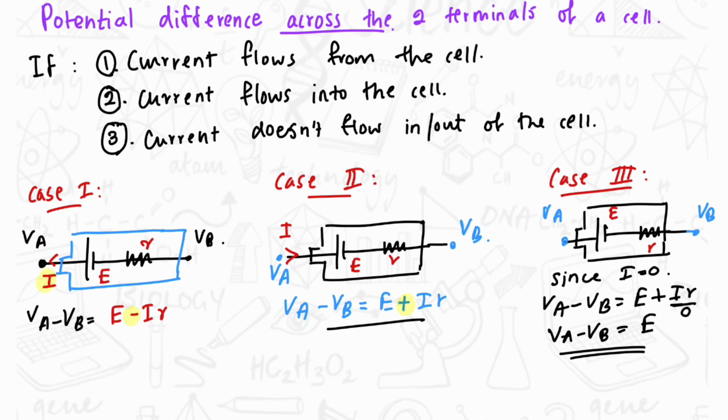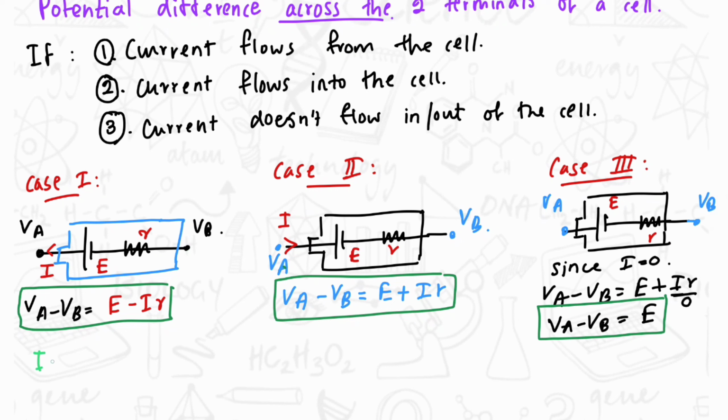If the current is flowing out of the circuit or out of the cell, it should be E minus IR. If the current flows into the circuit or the cell, it should be E plus IR. If there is no current flow in or out of the cell, the difference between the potentials of the terminals of the cell will be equal to the electromotive force of the cell.